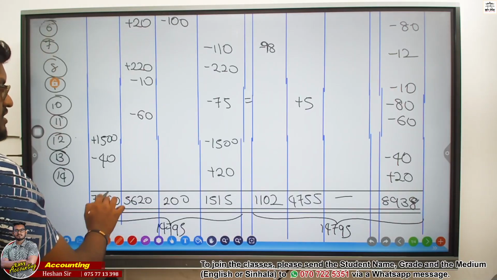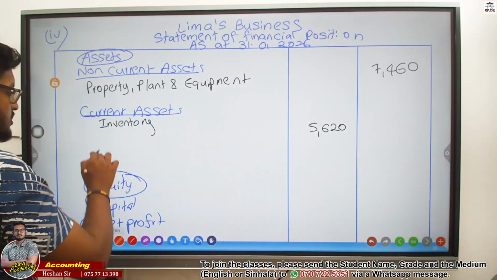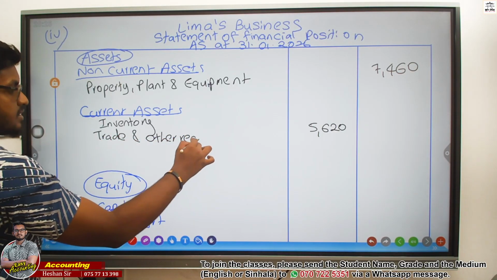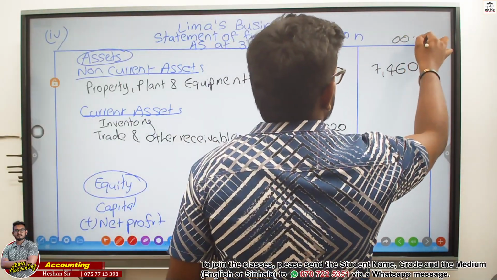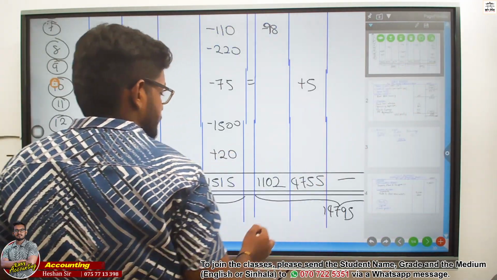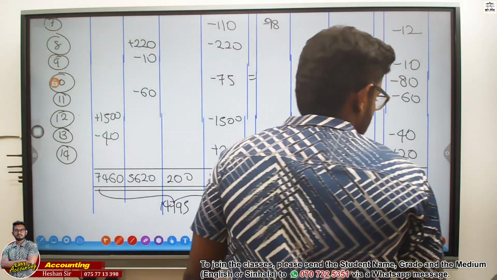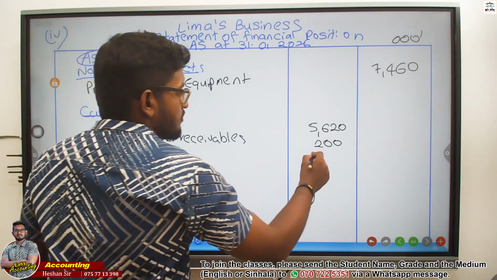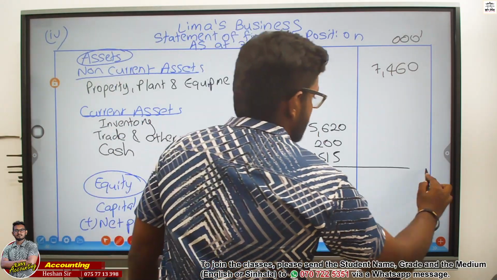Then next one, 200 is the trade and other receivables. You can write it under here. Trade and other receivables. These are all in thousands. Done. Then next one, cash, 1515. Right. So the total current assets.